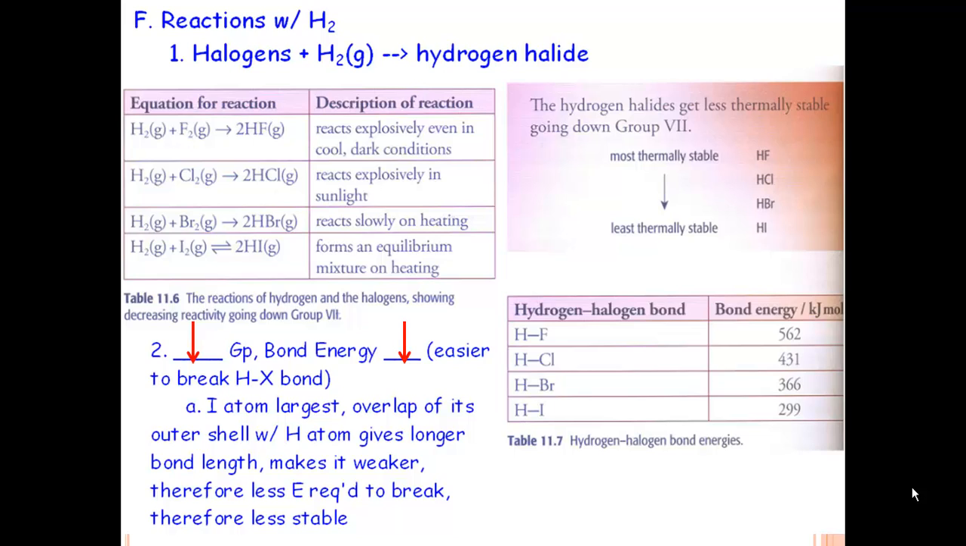Alright, reactions with hydrogen. You make a hydrogen halide vapor, a gas. The reactivity does go down. You can see that HI is at equilibrium. And you can see HF is a very explosive reaction, just like with chlorine, and then it starts slowly, and then is at equilibrium with iodine.